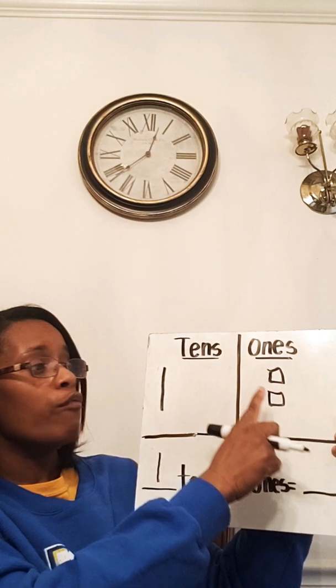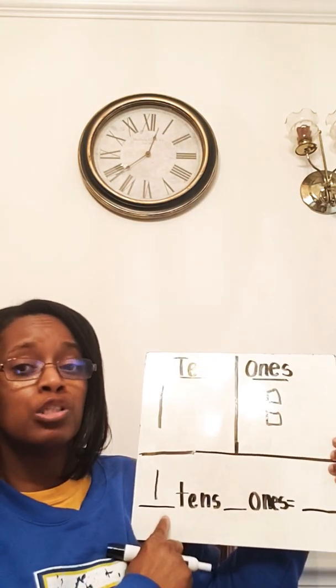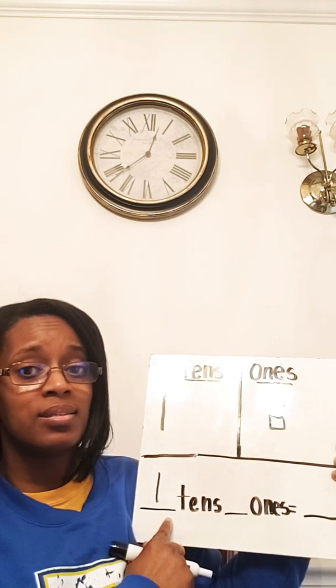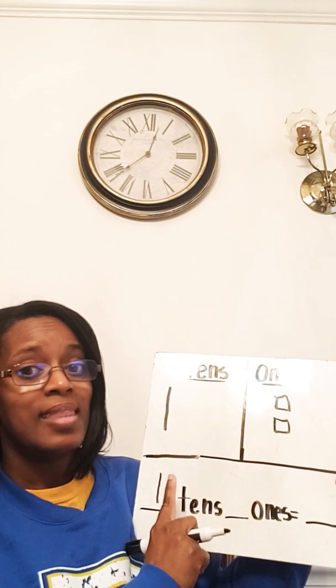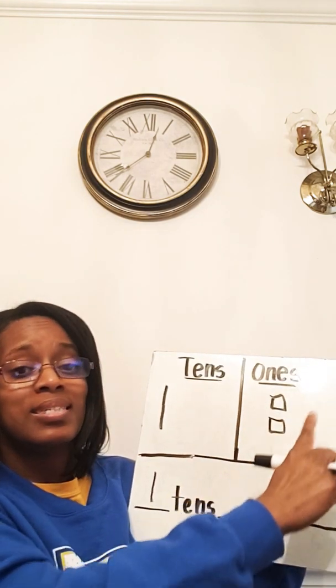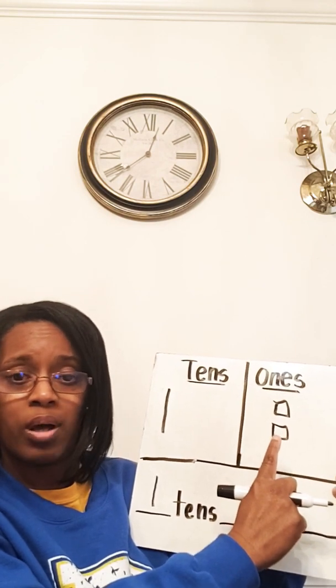Now let's go over to the next one, because remember, like I said in my song, the first one is the tens. So your first digit is always going to be your tens. Then listen to the song again. The second one is the ones. So the second digit is the ones.